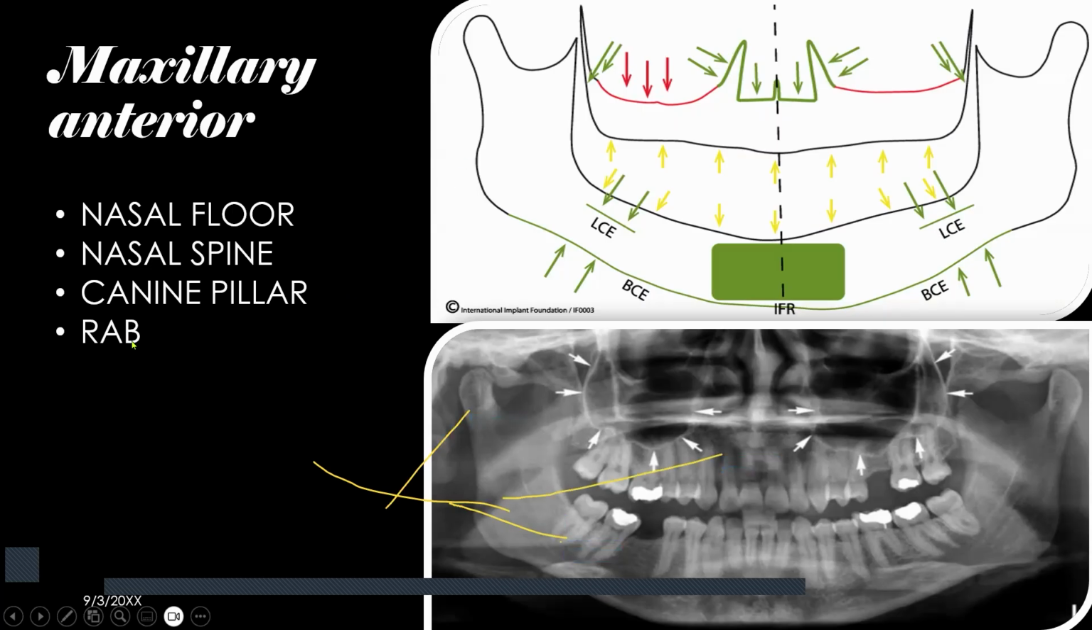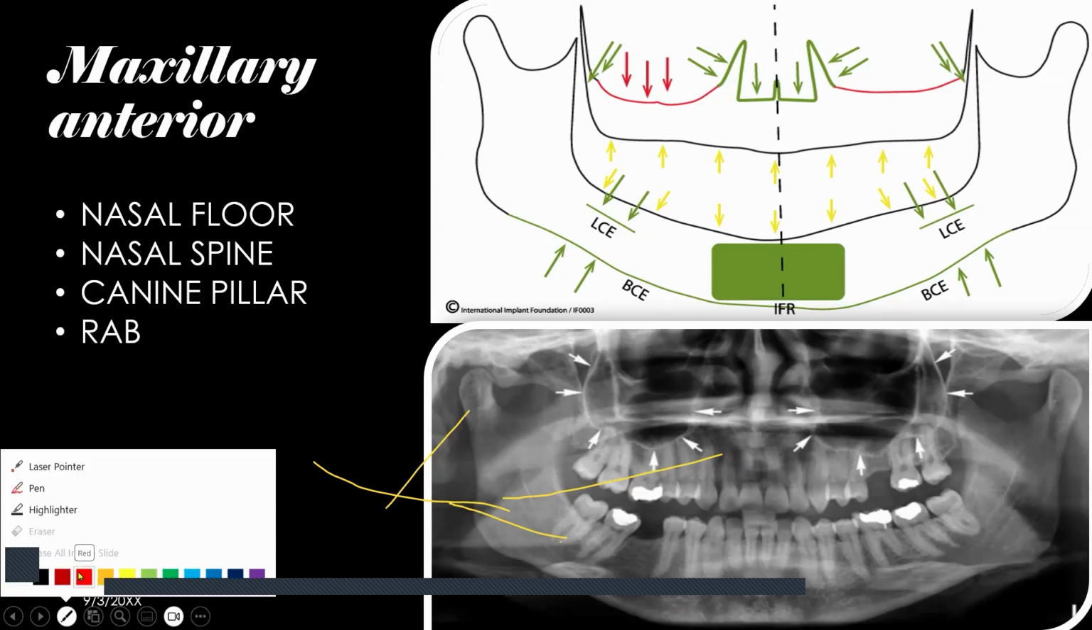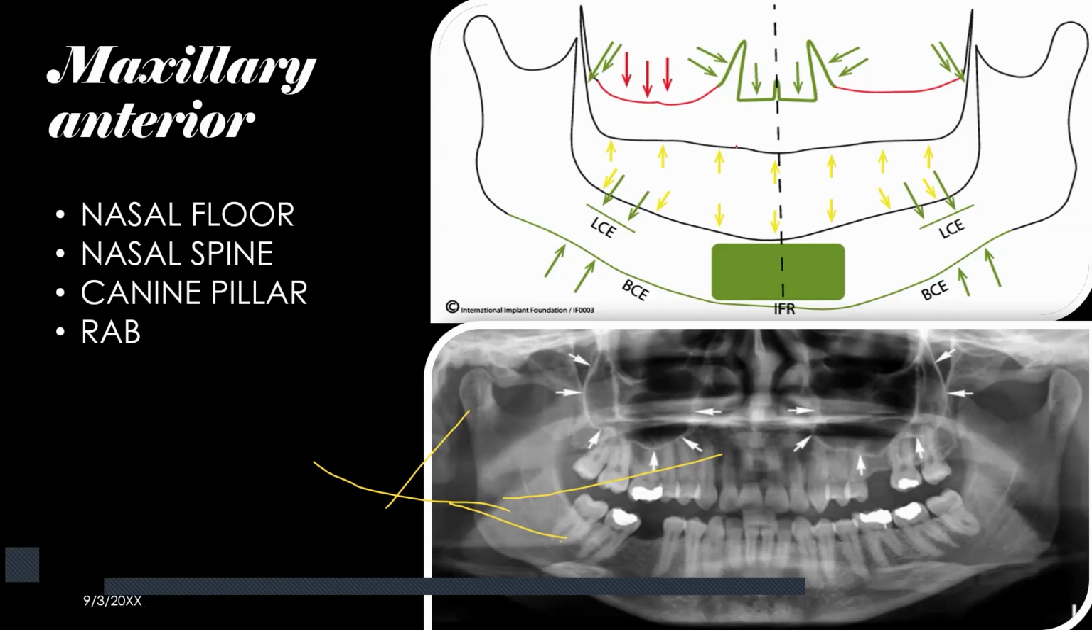The fourth is a RAB. Now, what is a RAB? The RAB is also called the residual alveolar bone. Now, what does it mean? This is your nasal floor, and if you can see, this is your nasal floor. The root ends here. That means the root ends almost here.